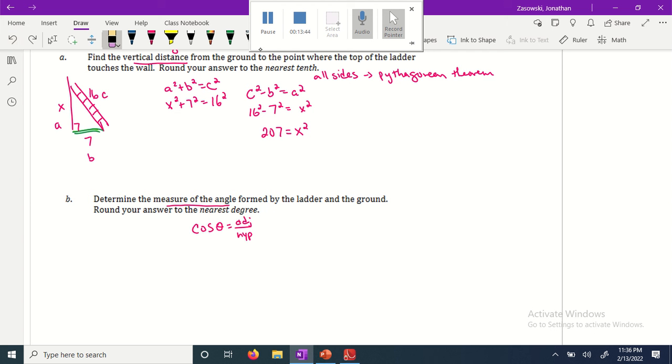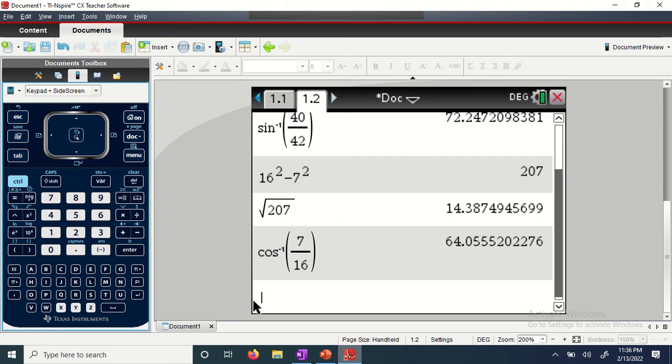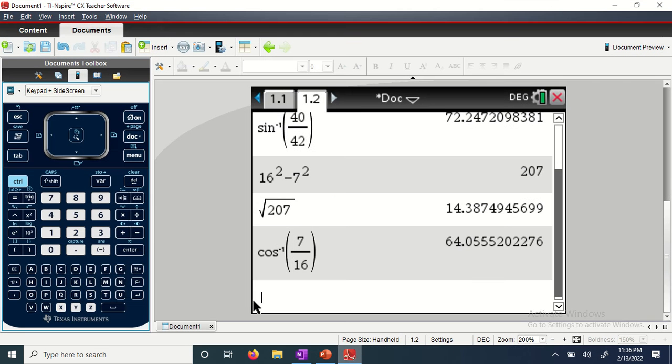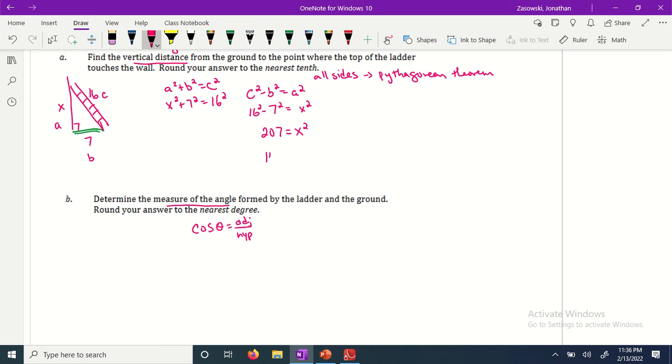Okay. Now the second one here is actually talking about the measure of the angle. So remember the angle that we're talking about here. And in a second we'll take a look at the square root of 207. This is 14 to the nearest tenth, 14.4, because remember we're going to take the square root of both sides here.